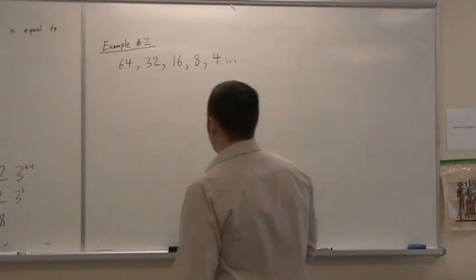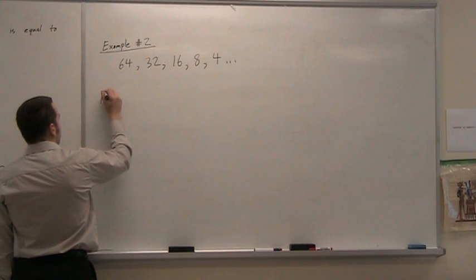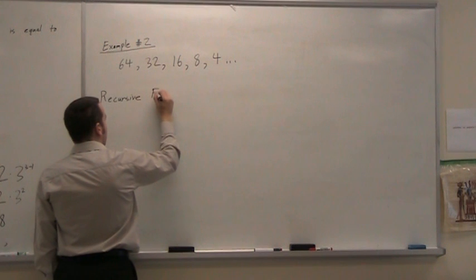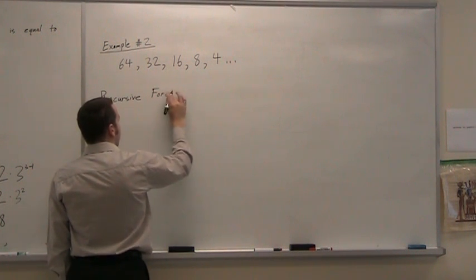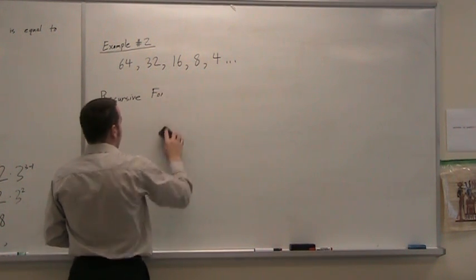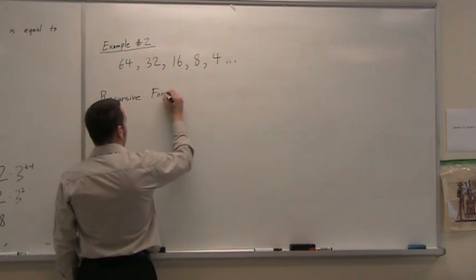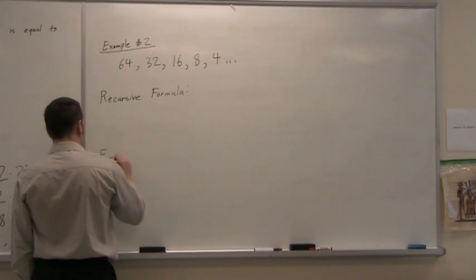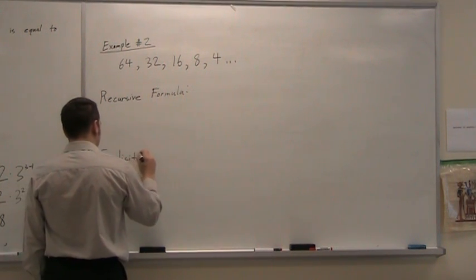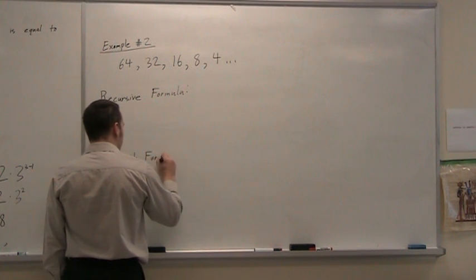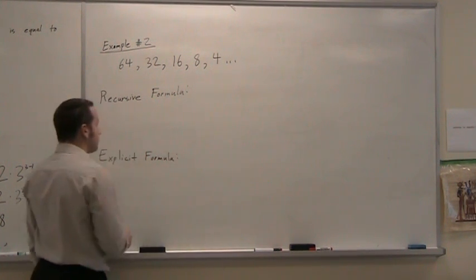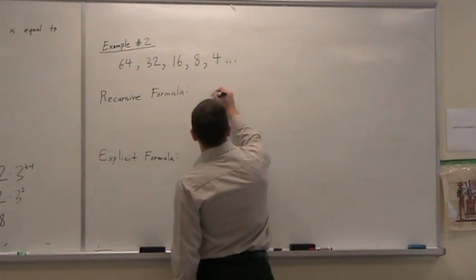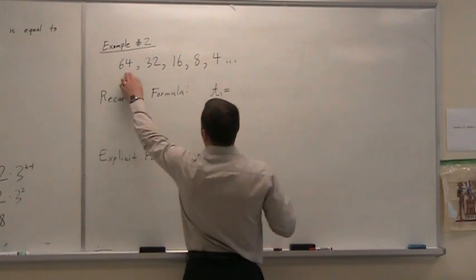Okay, here's our second example, and again, what I'm going to want is a recursive and explicit formula. For the recursive, we're going to tell them that the first term is 64.